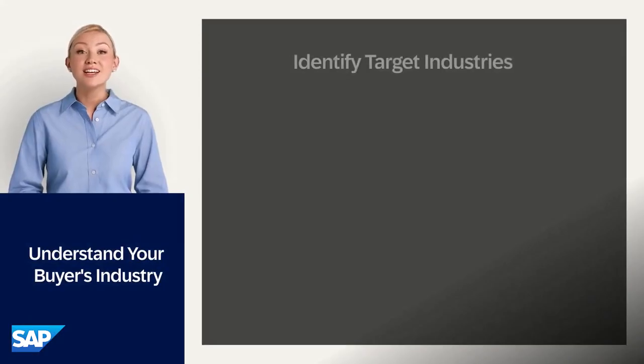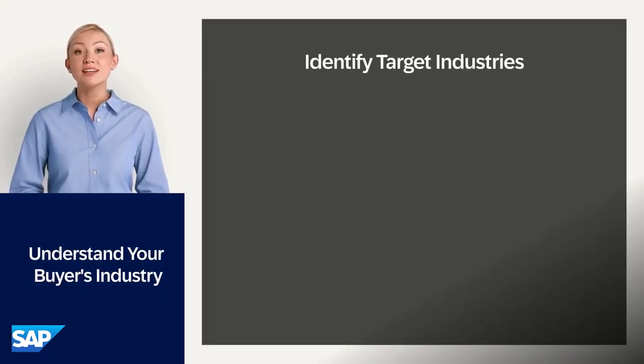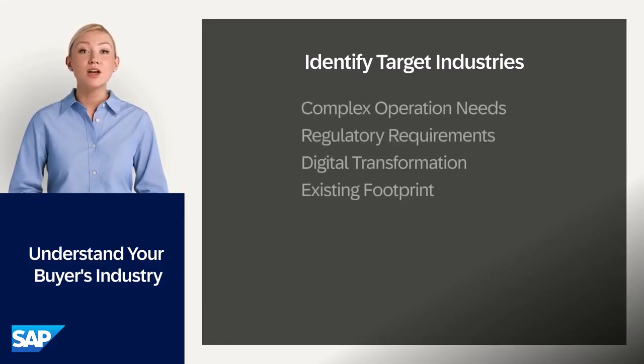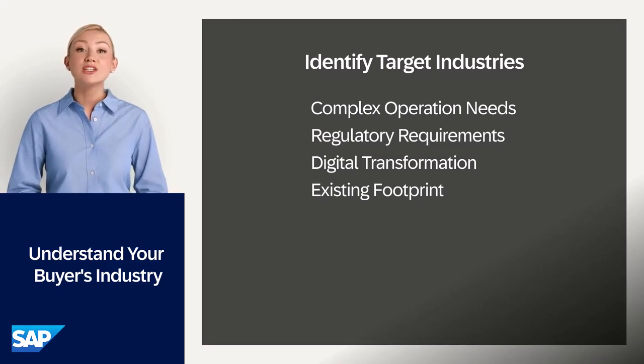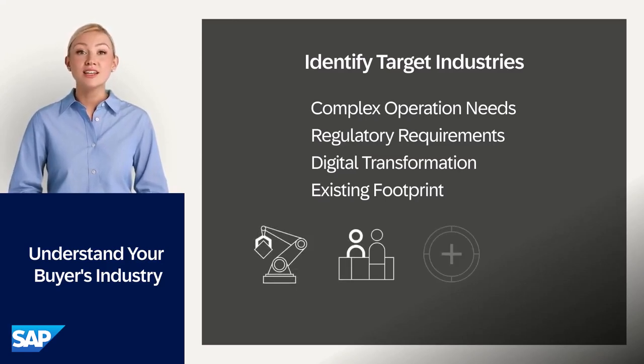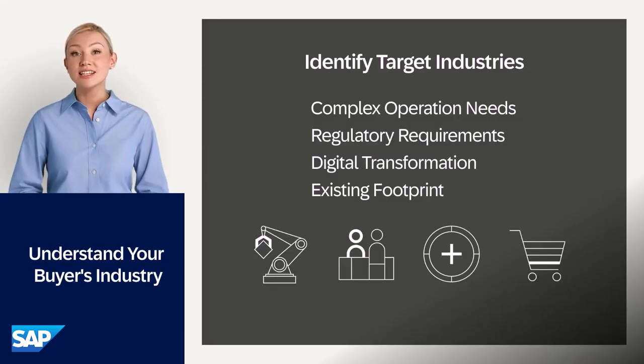Begin by identifying target industries that are most likely to benefit from your solutions. Consider industries with complex operation needs, regulatory requirements, a focus on digital transformation, and the industries your partner organization may already have a footprint in. Common industries to target may include manufacturing, professional services, life sciences, and retail, but may be even more specific and include sub-industries based on your organization's strategic focus.